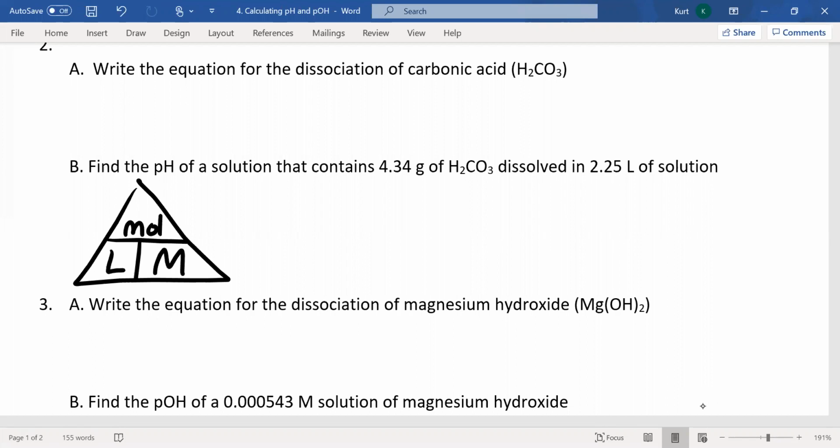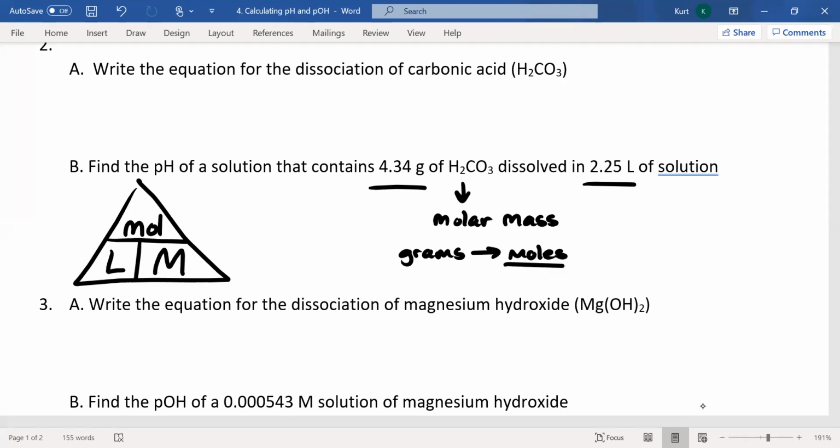Whatever you're trying to find, you cover it up. So you see that you have 4.34 grams. And you have 2.25 liters. Well, grams per liter is density. You have 4.34 grams of carbonic acid. Is there a way to find the moles of carbonic acid? Yes. So what you need to do, and I'm not going to do it for you, you need to find the molar mass. I'm just giving you the instructions. And once you have that molar mass, you will convert from grams to moles.